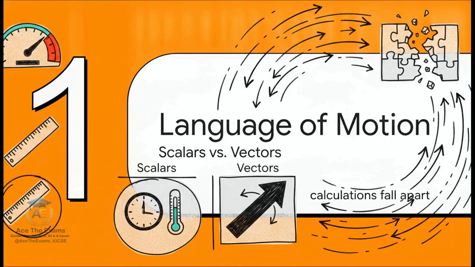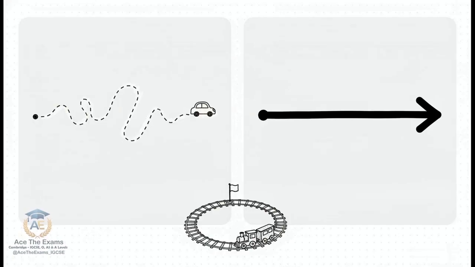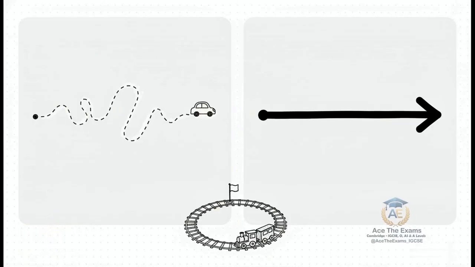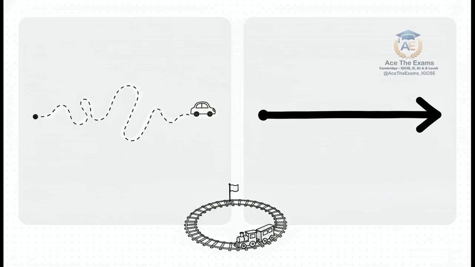The language of motion, scalars versus vectors. Okay, getting this very first step wrong is honestly the number one reason students' calculations absolutely fall apart later on in the paper. We see it all the time. A student, let's call him Alex, overloads his answers with raw physics fact, but has absolutely no analytical strategy. He misses this core distinction. We absolutely must separate the quantities that only care about magnitude from those that demand a specific direction.